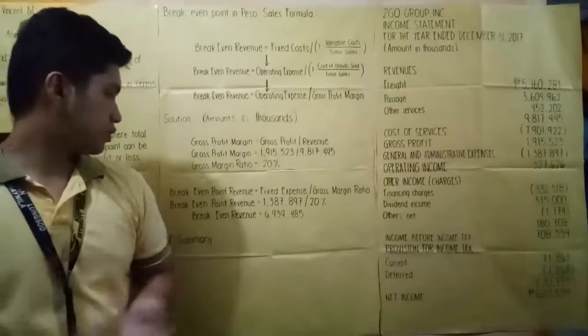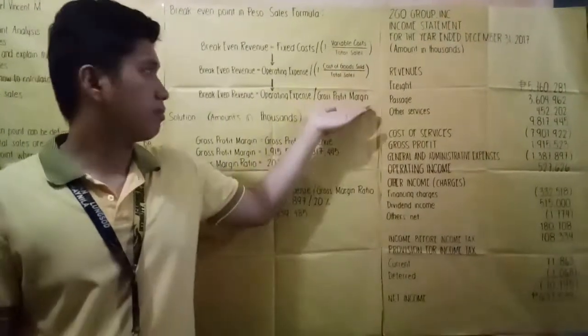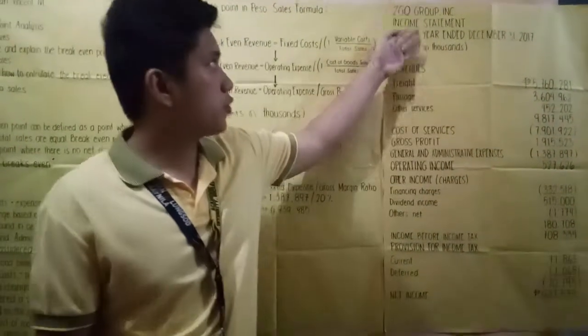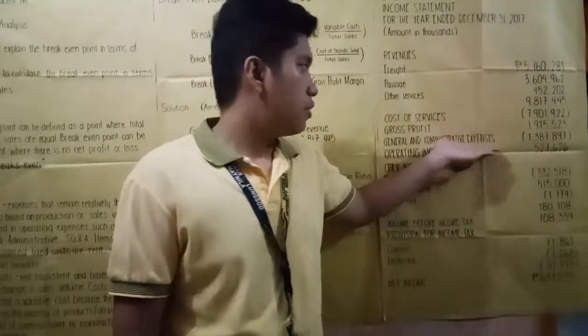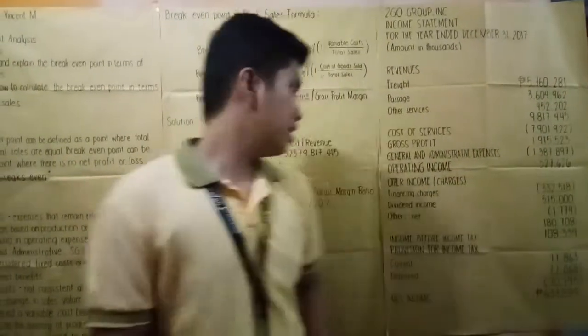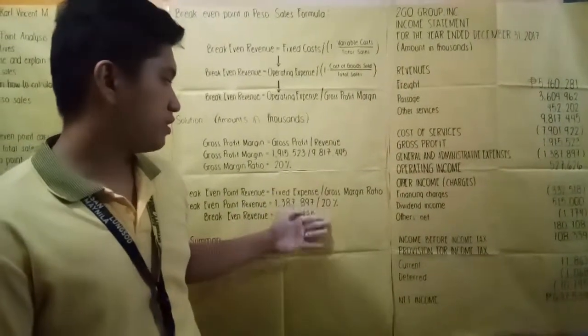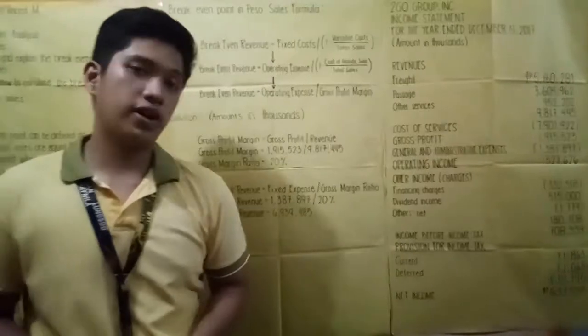Now the second step is to get the break-even point revenue using the formula fixed cost or operating expense divided by gross profit margin. The fixed expenses under the To Go Group Incorporated are the general and administrative expenses, which amounts to 1,387,897,000 divided by the gross profit margin of 20%. Now the break-even revenue amounts to 6,939,485,000.